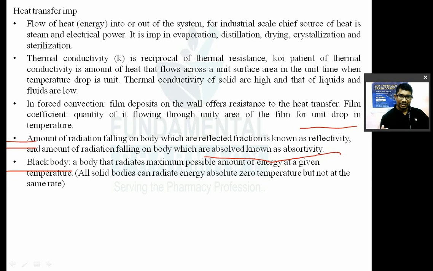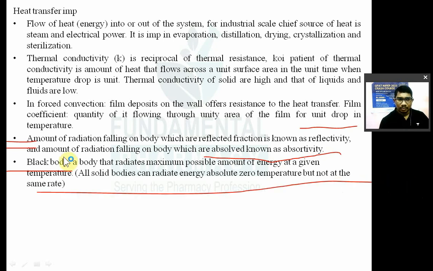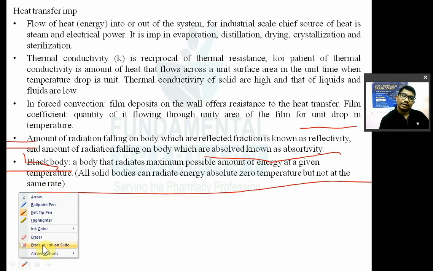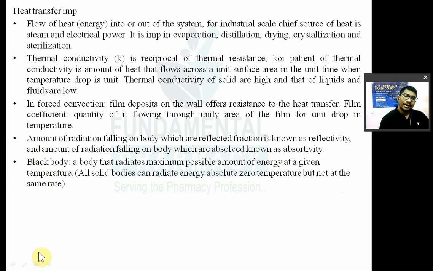It will radiate maximum possible amount of energy at a given temperature. All solids can radiate energy at absolute zero temperature, but not at a same rate, at a different. Black body, ठीक है, क्वेश्चन इसके ऊपर आता है, रेडिएशन एब्सॉर्ब करेगा, लेकिन हीट एनर्जी इमिट करेगा. It will absorb the radiation, but it will emit maximum amount of energy in the form of heat at a given temperature. So that's why it is known as a black body.